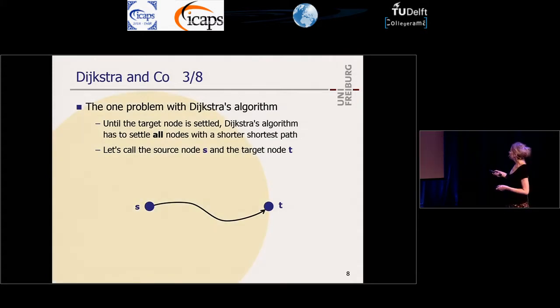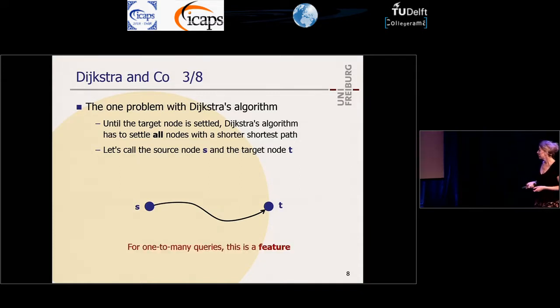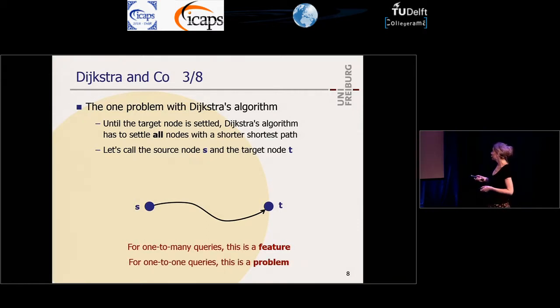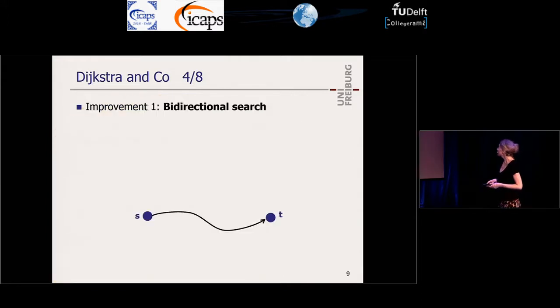When you have settled this node, and you have to wait that long before you can be sure that you have found the shortest path, you have settled everything here. Everything in that circle, that's a huge search space, right? Well, if you want one-to-many queries, if you actually want to settle everything, then it's a feature. But usually you want one-to-one queries, or very often, then it's a problem. Not exactly a bug, but a problem.